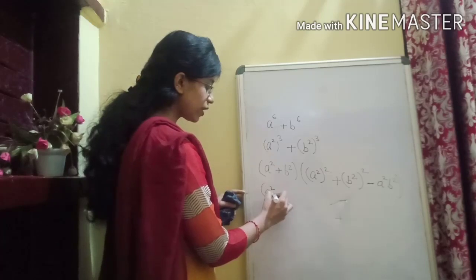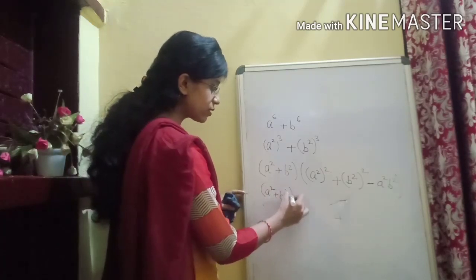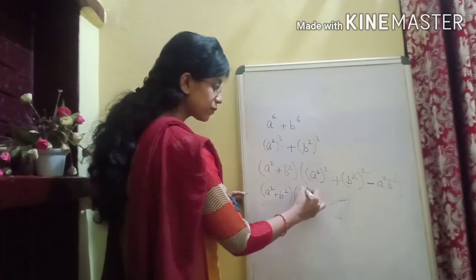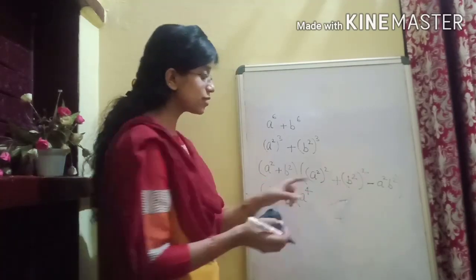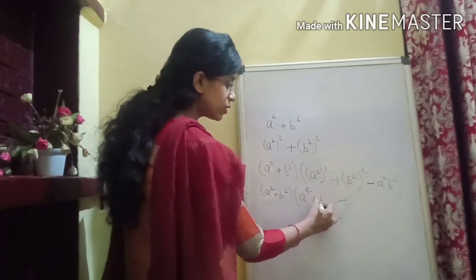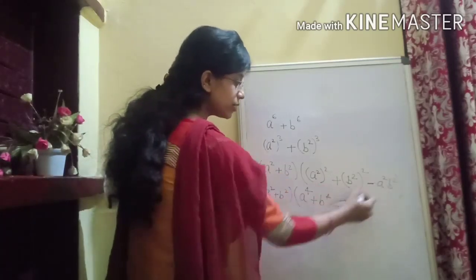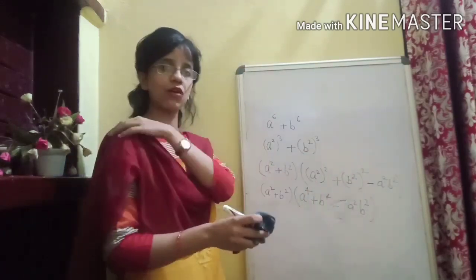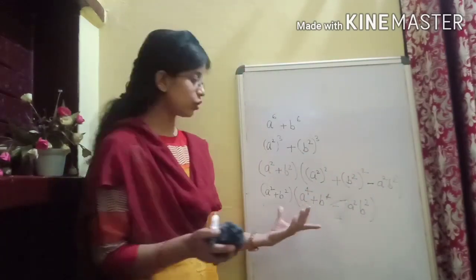So here if we simplify a square plus b square as it is, it will be a to the power 4. Since it is 2 into 2, it will be a to the power 4. Plus this will become b to the power 4, and minus this will be as it is a square b square. And that's how we have factorized our given question.